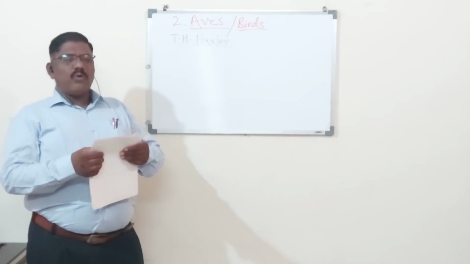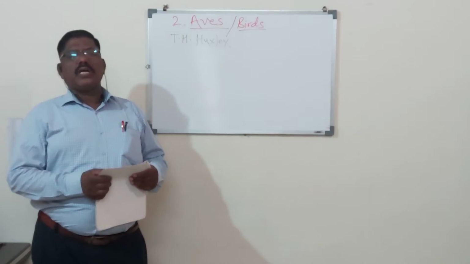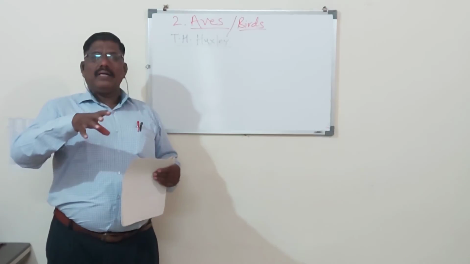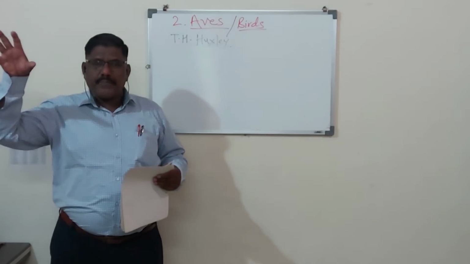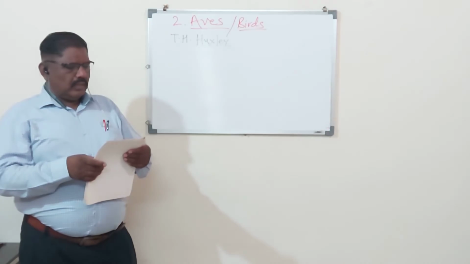At present about 9,000 living species of birds are known. आताच्या घडीला 9,000 वेगवेगळे पक्षी लिव्हिंग कंडिशन मध्ये आहे.